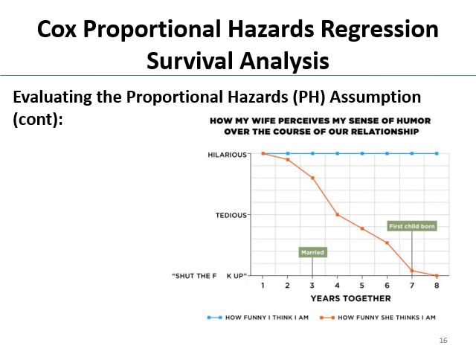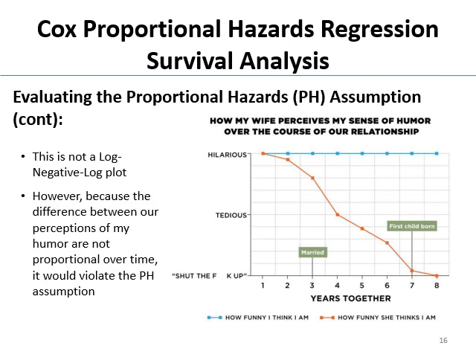And then here we have a plot of how my wife perceives my sense of humor over the course of our relationship. Again, you got time on the x-axis, and you can see that over time in blue, I think I'm hilarious across all years of being together, yet the amount she thinks that I'm hilarious decreases, corresponding with particularly important events like being married and having a firstborn child, and we end up with different opinions of how hilarious my jokes are. So this is not really a log negative log plot, but you can see these lines are parallel. Anyway, it would violate it.